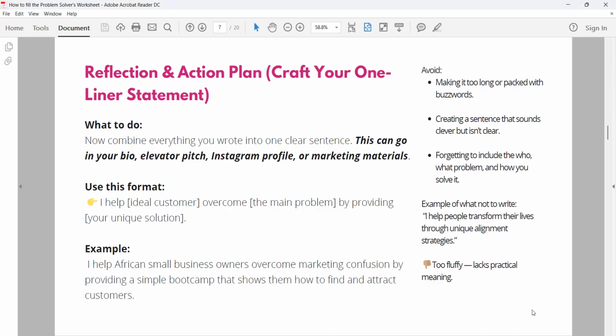Your Instagram profile, your marketing materials, or maybe you do speaking engagements. What is that thing you can actually start your session with? So this is a format to guide you.